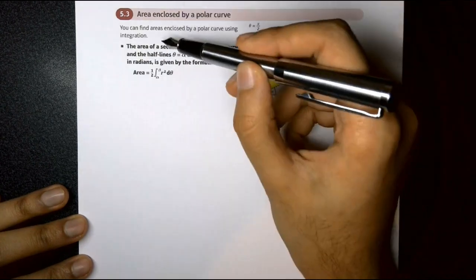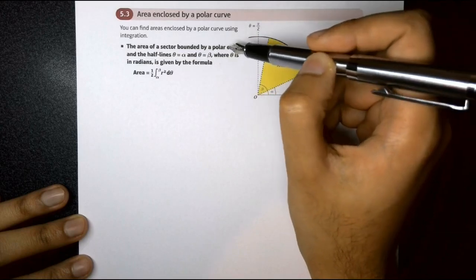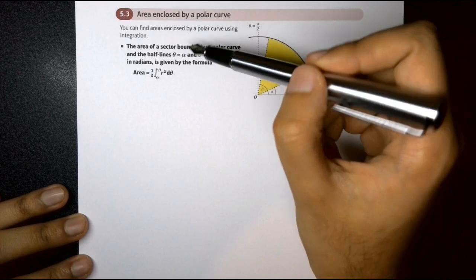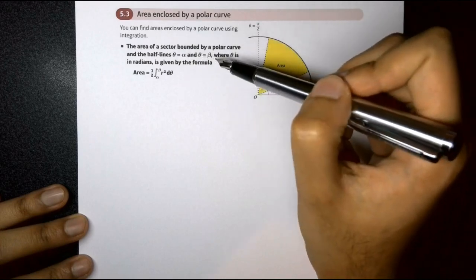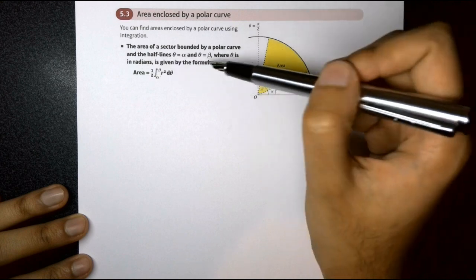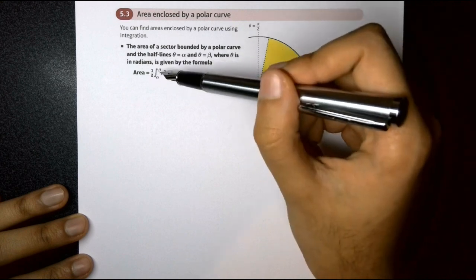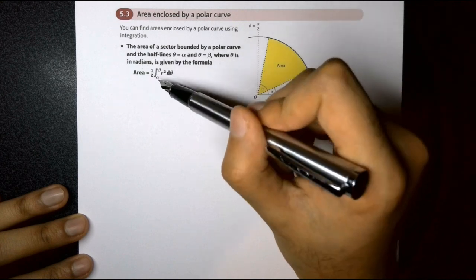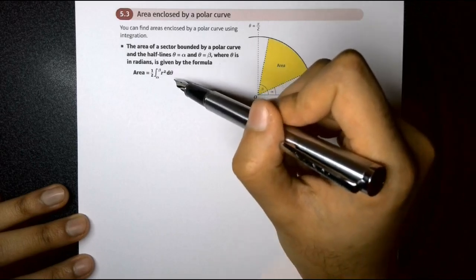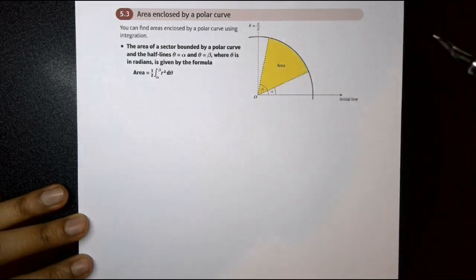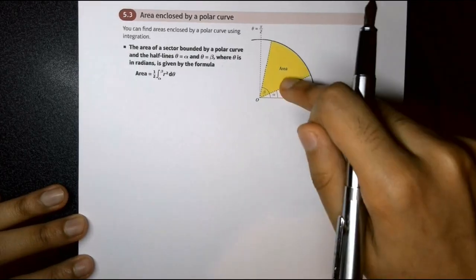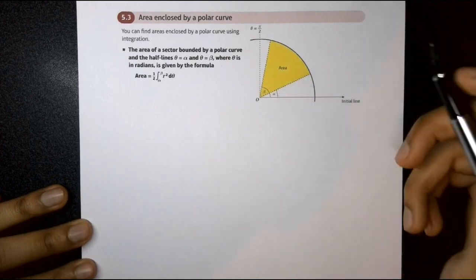Now the area of a sector bounded by a polar curve and the half lines theta equals alpha and theta equals beta, where theta is in radians, is given by this formula: 1/2 lots of the integral from alpha to beta of r squared with respect to theta. And you can see that area represented in the diagram in yellow over here.